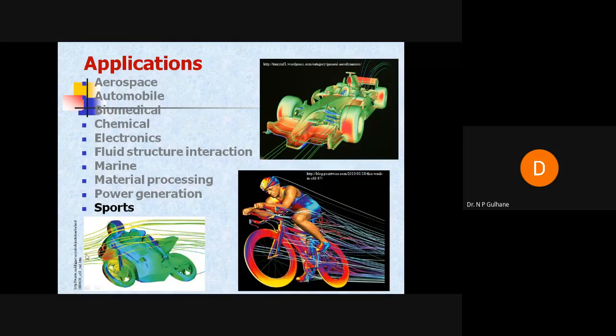Similarly, this is true for motorbike sports and racing cars. They want to see what the position should be, how the hand should be, what the inclination is, what the speed is, how to drive, how to speed. So the entire thing can be studied before participating in the race. So this, in short, is the applications in various different fields of engineering.